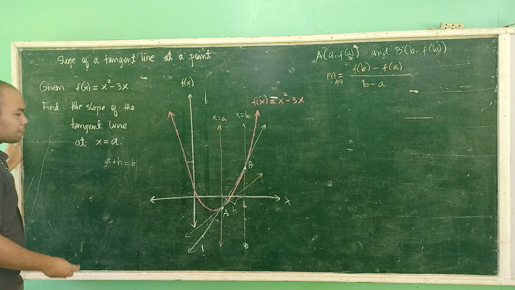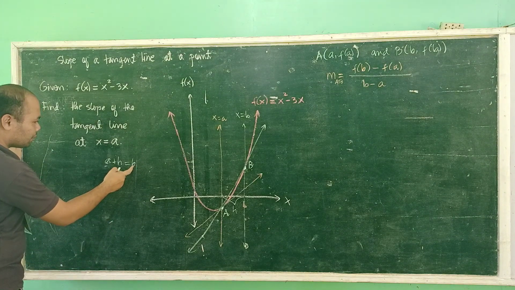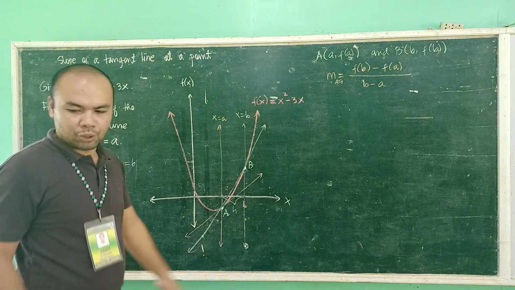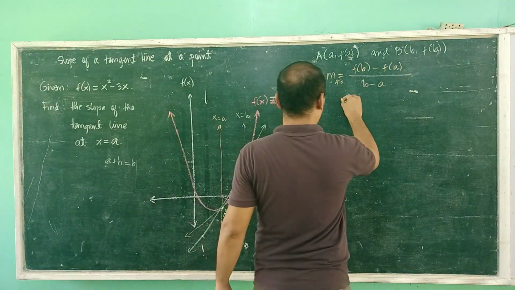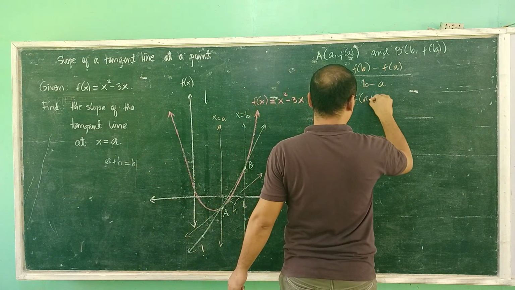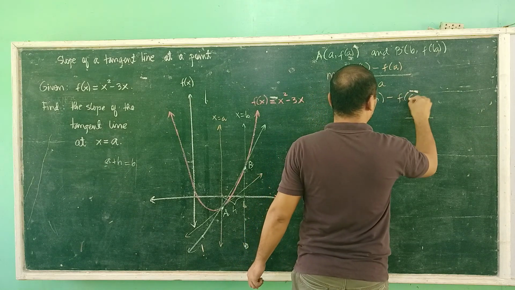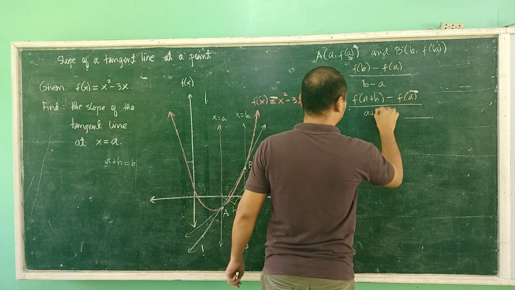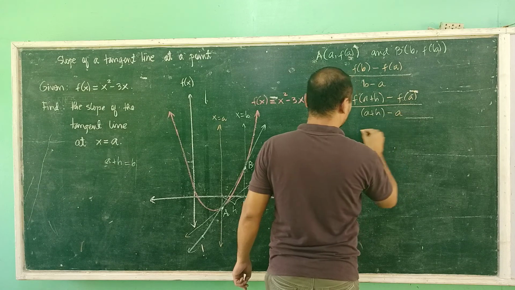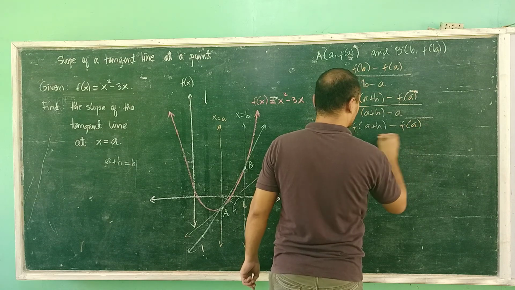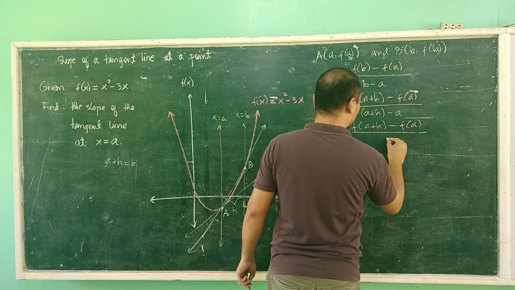Or again, we can express B in terms of A and h. B can be expressed as the sum of A and h. So what will happen to our formula? This will become f of B, which is f of A plus h, minus f of A, all over B minus A, that's A plus h minus A, which is just h.